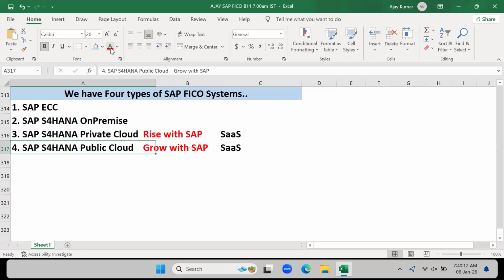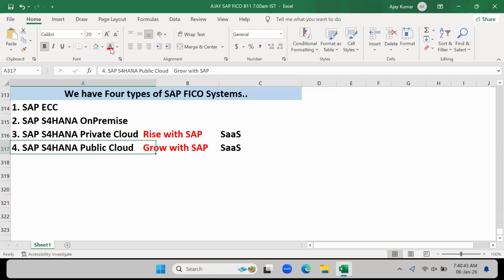Okay. Now, initially, when we were starting to use SAP, what was available? SAP ECC was available. Later on, SAP introduced what? SAP S/4HANA on-premise, right? And slowly, what did SAP bring? SAP brought SAP S/4HANA private cloud. And then what did SAP recently bring? They brought SAP S/4HANA public cloud.